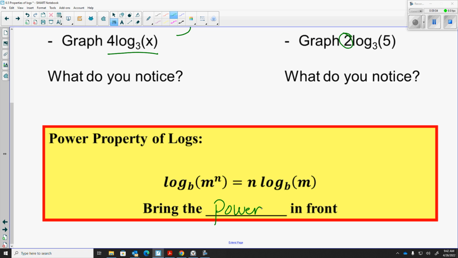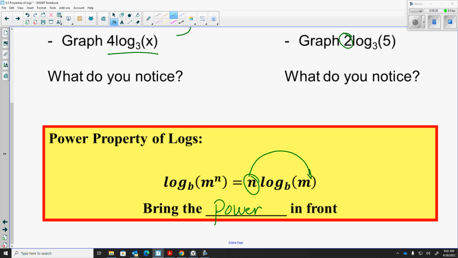So if you have a power, bring it down in front. You could also go the other way. You could take a coefficient that's in front and put it back up top as an exponent, right? So you can go one way or you can go the other. Makes logs look less ugly. Pretty much. Yep.